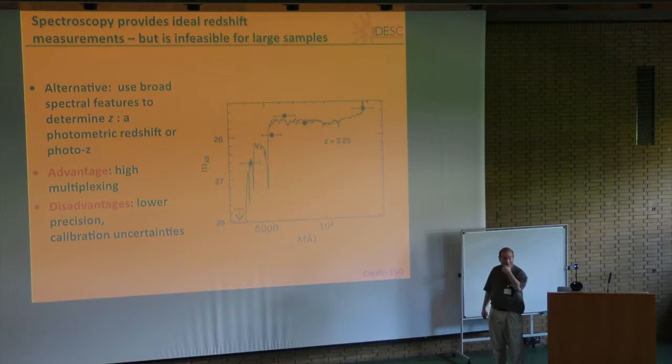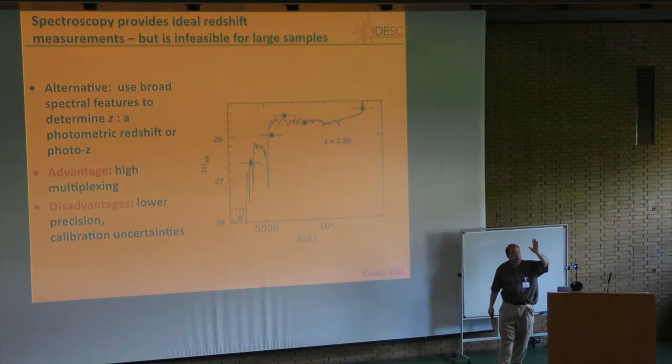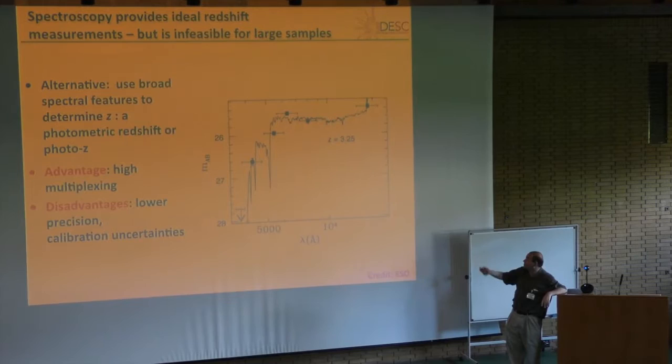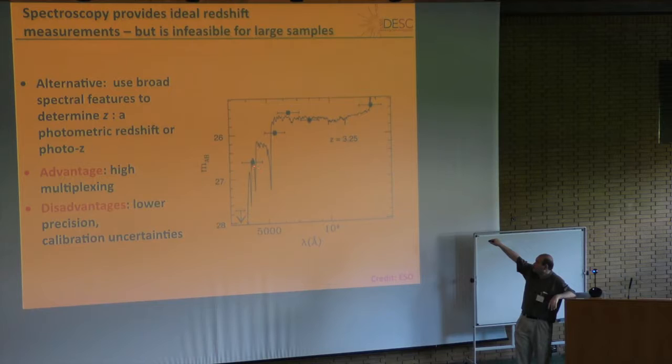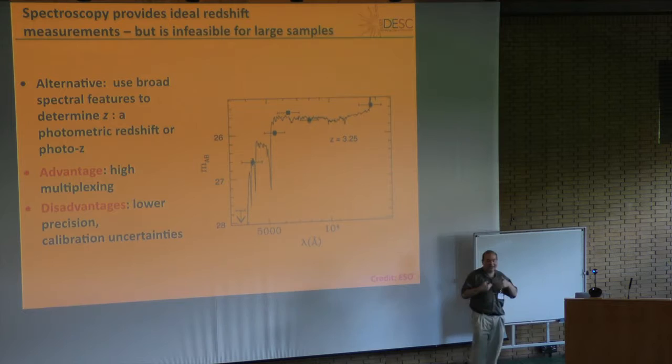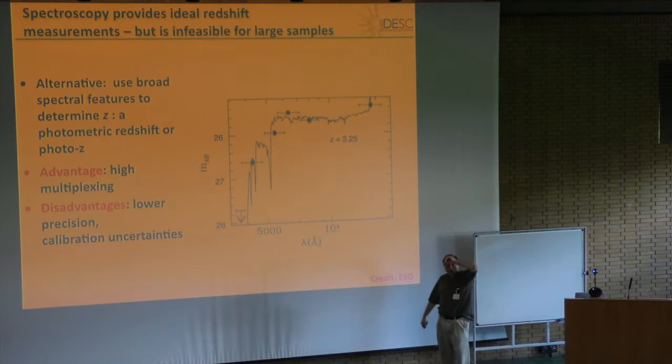Instead, if you're relying on these broad features, well, you could shift that spectrum significantly. You could shift it by 1 or 2% and still be consistent with the observations with those redshifts. So we get a lower precision from photo-Zs. And we also have basically calibration uncertainties. Because it turns out the set of possible galaxy spectra is complicated. That influences what you infer about the redshift compared to what the truth would be. And so we really need to understand that mapping from color to redshift, any biases in that, any uncertainties in that, extremely well, or we will exceed the requirements for LSST.